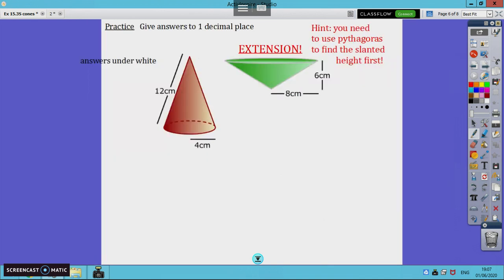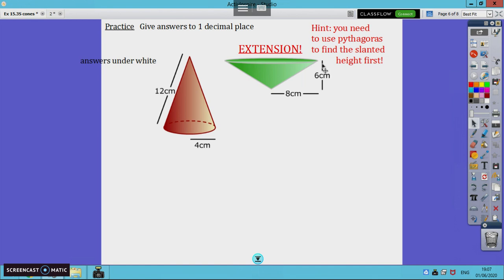Okay, here are some that I want you to have a go at. So pause your video, have a go at these, and then I will show you the answers to them. If you cheat, you're only cheating yourself, okay? So pause the video, have a go at finding the surface area of these.